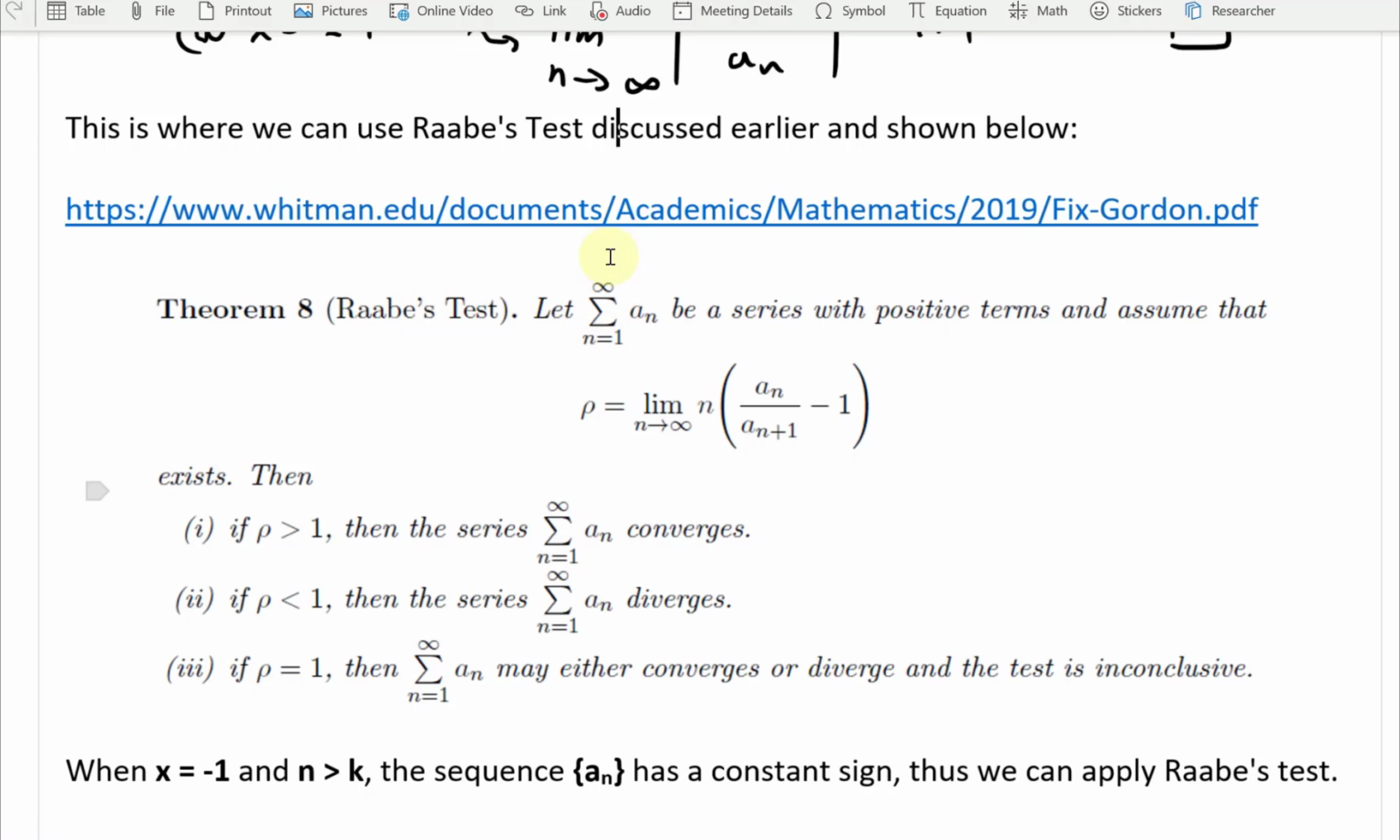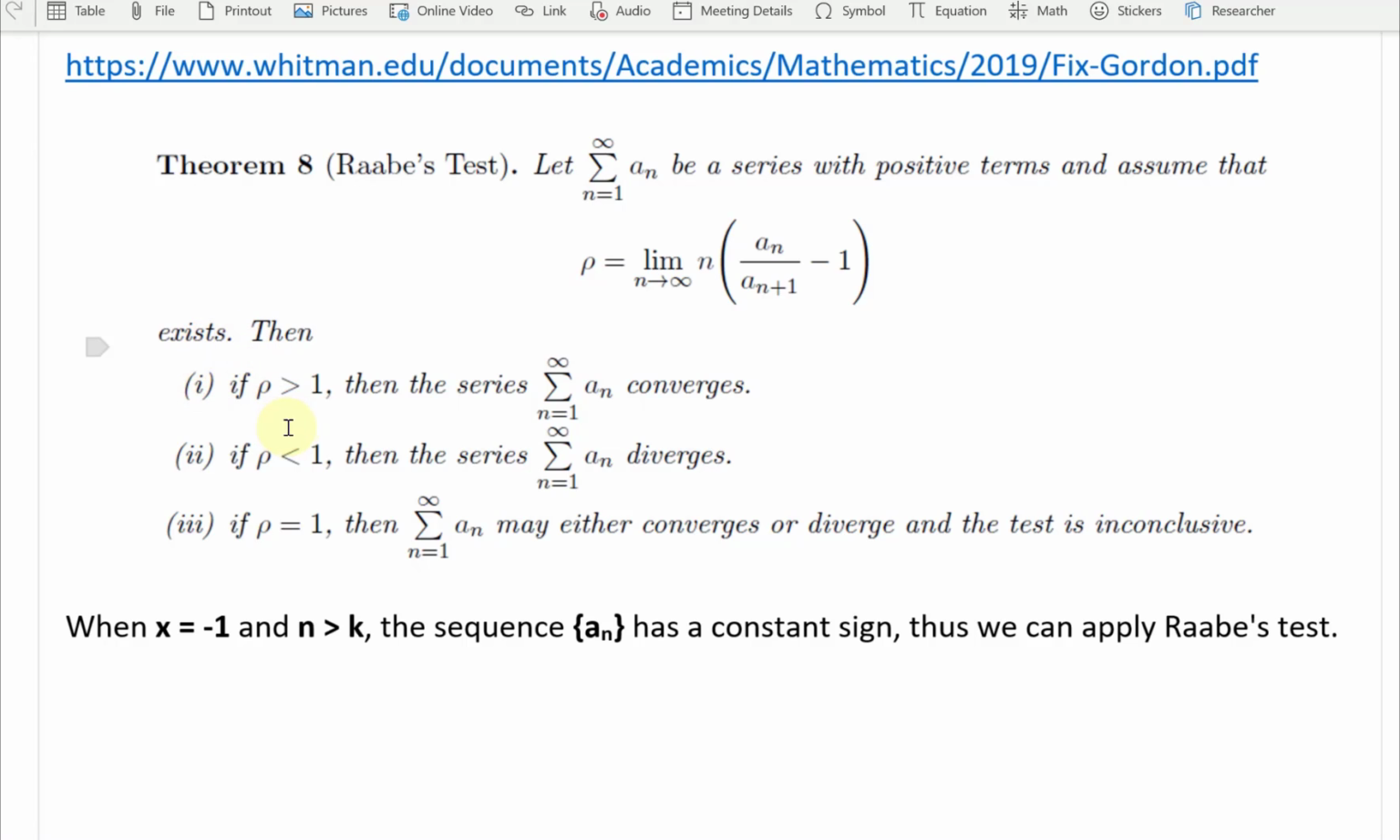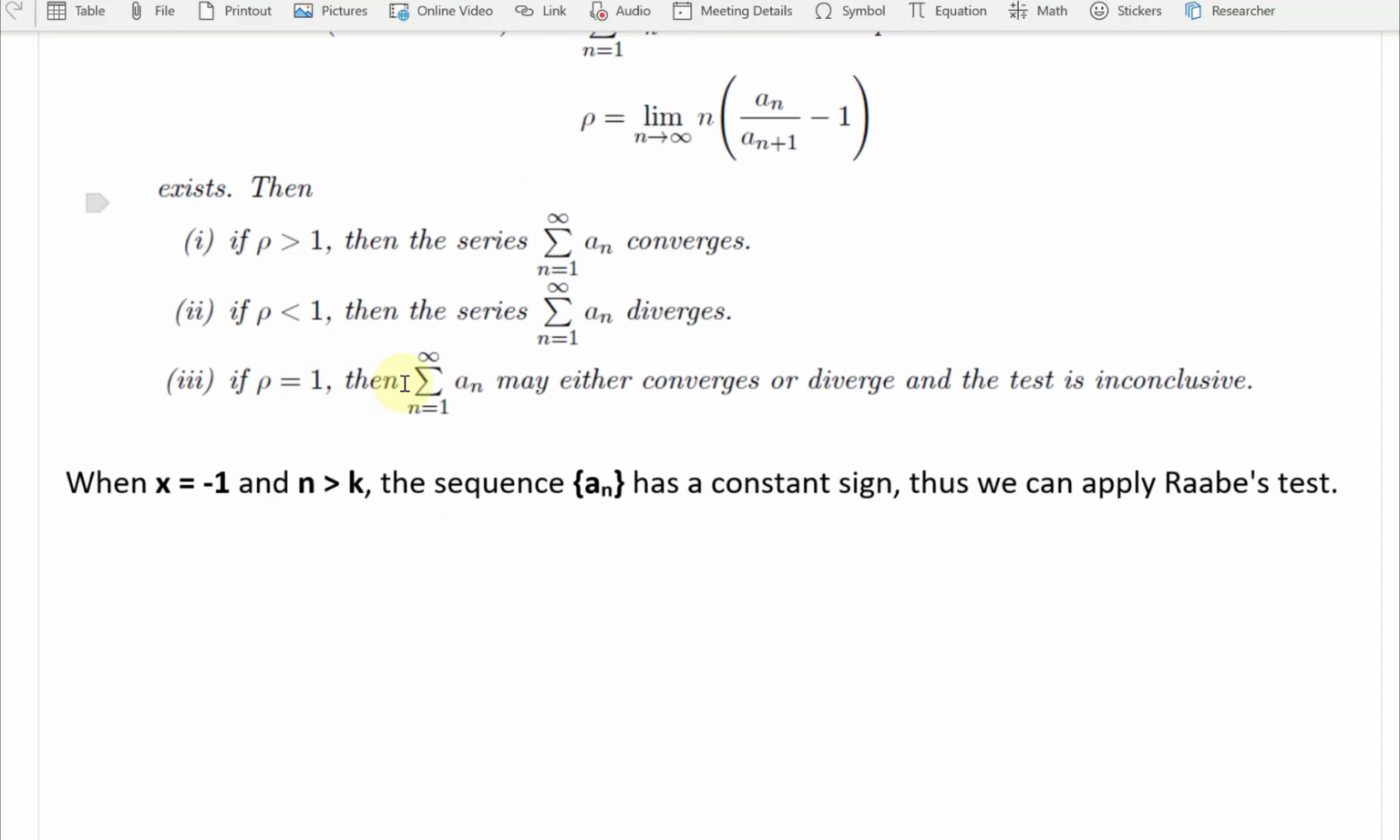Let the summation from n equals 1 to infinity of a_n be a series with positive terms, and assume that rho is equal to the limit as n approaches infinity of n times (a_n divided by a_(n+1) minus 1), and that this exists, i.e. is finite. Then if rho is greater than 1, the series converges. If rho is less than 1, the series diverges, and if rho is equal to 1, it may either converge or diverge, and the test is inconclusive.